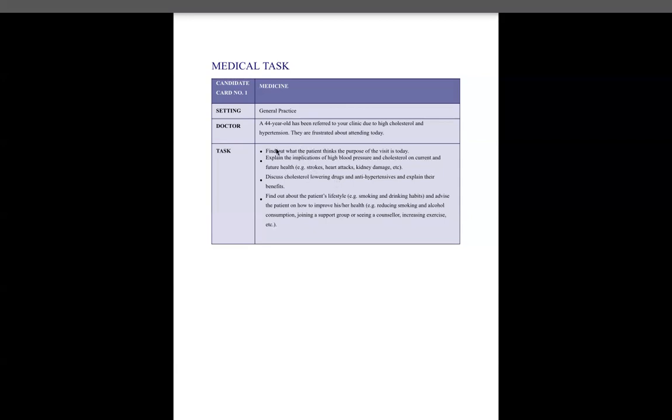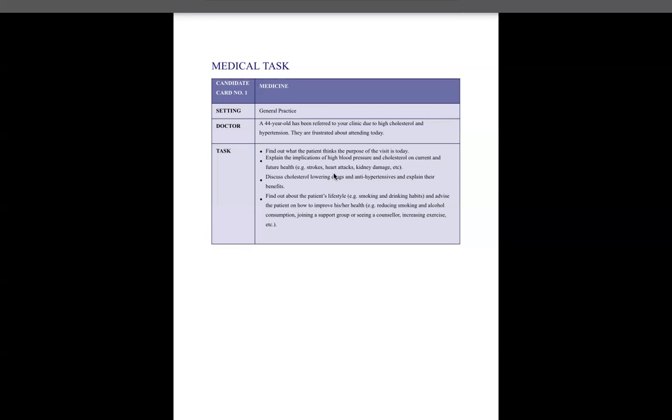Then they're asking you to explain the implications of high blood pressure and cholesterol on current and future health. They've given examples: strokes, heart attacks, kidney damage. There's something you need to keep in mind. It's all right if what you're saying in medical terms is wrong, because they're not checking your medical knowledge. What they're checking is your English, whether what you're speaking is grammatically correct rather than medically correct. So you can say whatever you want to the patient. Don't do that in real practice, but this is an English exam.